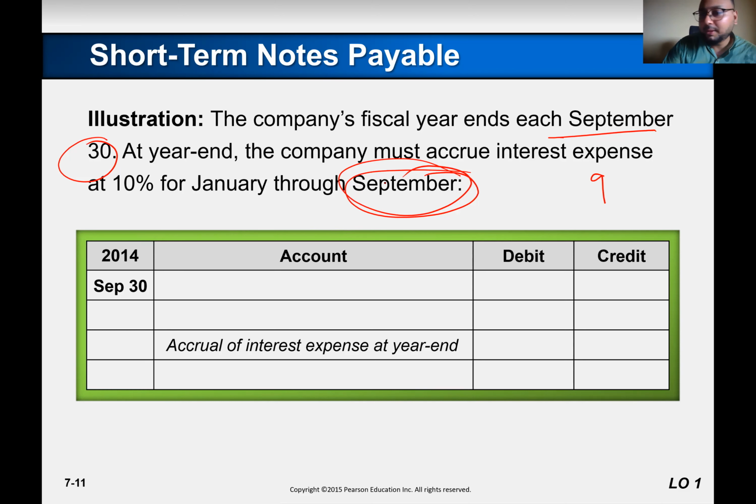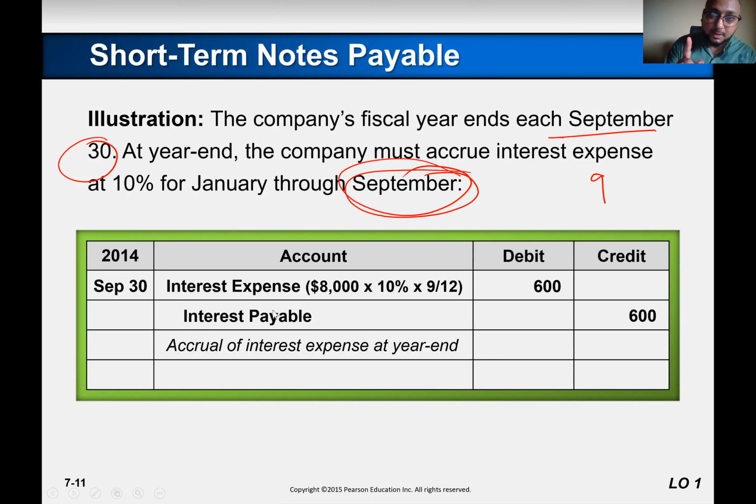So what would be the entry? Interest expense happened, but did you pay the interest expense in cash? Did you pay the cash? No. You will create a liability. So the answer would be interest expense to interest payable on 30th of September, not on 30th of December. On 30th of December, there's going to be a cash payment, right? So where did we get this 600? 8,000 multiplied by 10%, we use for 9 months. The answer would be 600, right?